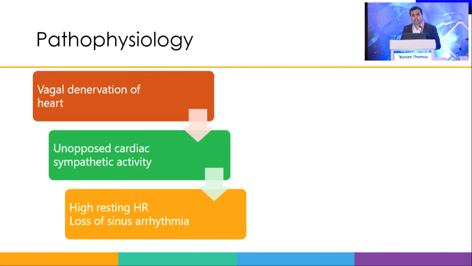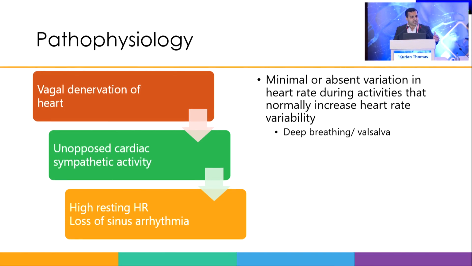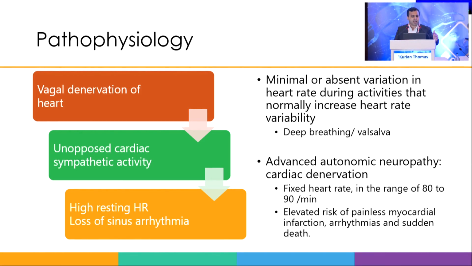So, what happens in an autonomic neuropathy is that there is a vagal denervation of the heart. So, the lack of parasympathetic effect leads to increased unopposed sympathetic activity. So, there is a resting tachycardia. When the neuropathy advances, this heart rate usually settles down and the patient will have a fixed heart rate which does not change with change in position, with respiration or Valsalva maneuver.